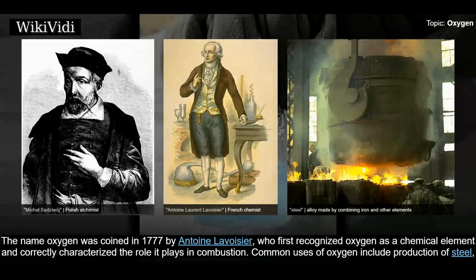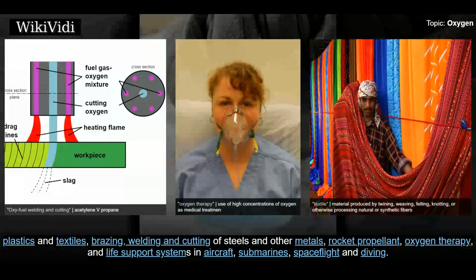The name oxygen was coined in 1777 by Antoine Lavoisier, who first recognized oxygen as a chemical element and correctly characterized the role it plays in combustion. Common uses of oxygen include production of steel, plastics and textiles, brazing, welding and cutting of steels and other metals, rocket propellant, oxygen therapy, and life support systems in aircraft, submarines, spaceflight and diving.